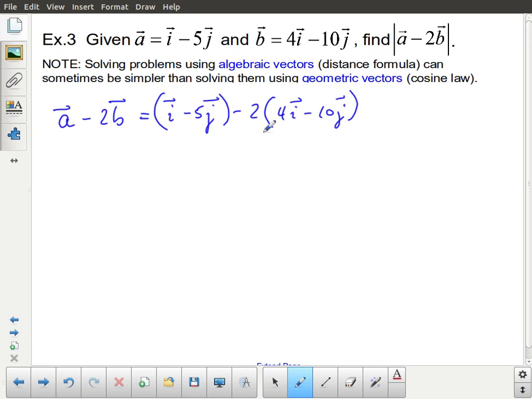And before I get too much into this, I should just point out the note that I've got here in this smaller text. Sometimes using vectors and vector components and being able to use the distance formula can be much easier than solving this using geometric vectors or the cosine law. So you could do this. You could lay these out. You could do a diagram. You could find endpoints. You could find angles, and you could use the cosine law to find this distance. But I think you're going to see here how much easier it can be. I've created this situation to specifically illustrate this point.